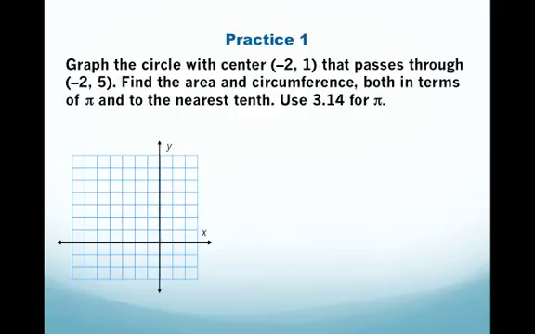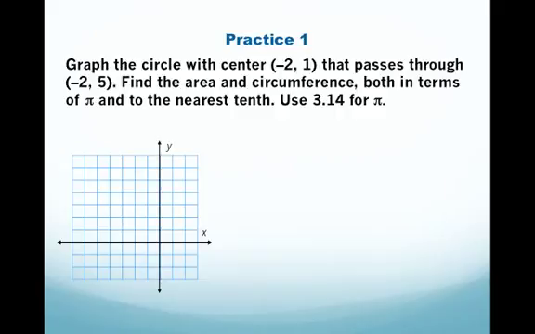Practice 1. Graph the circle with the center of -2, 1 that passes through the point -2, 5. Find the area and circumference both in terms of pi and to the nearest tenth. Remember to use 3.14 for pi.